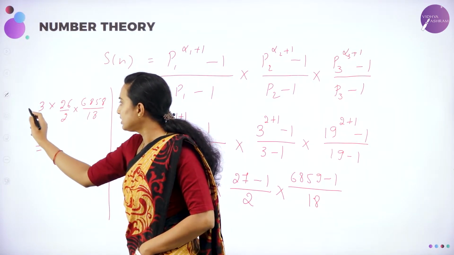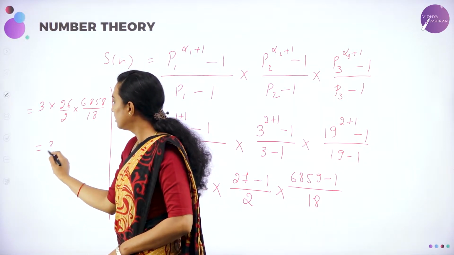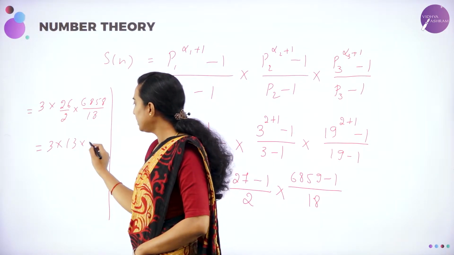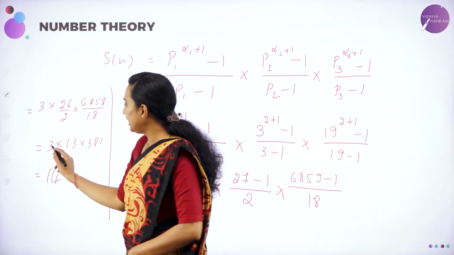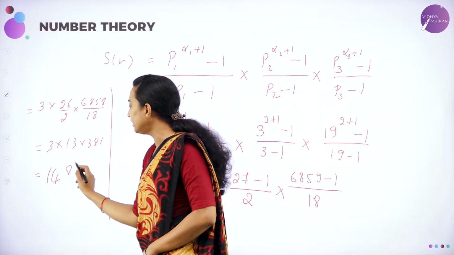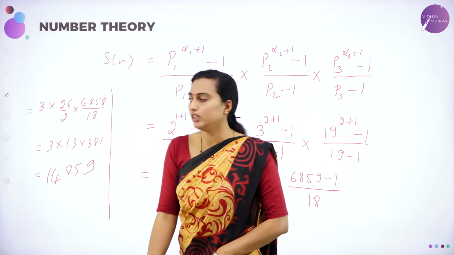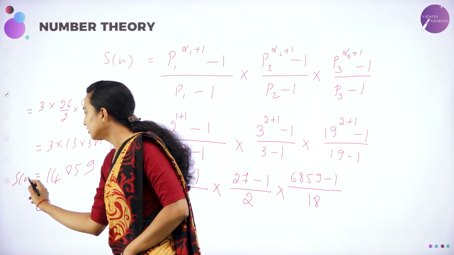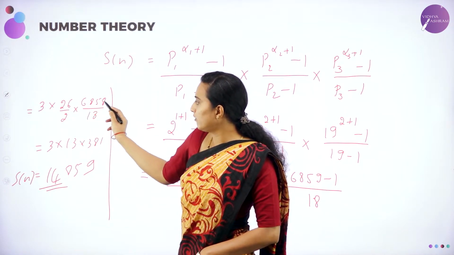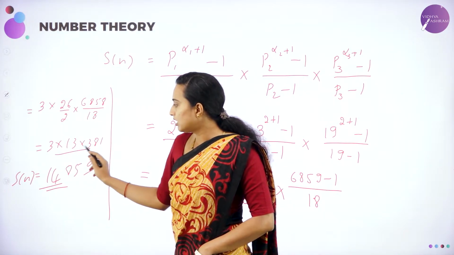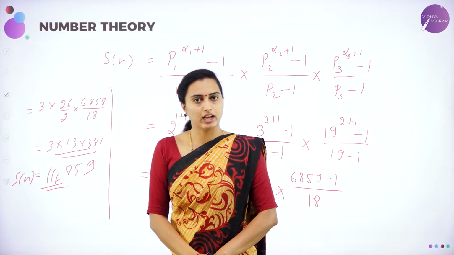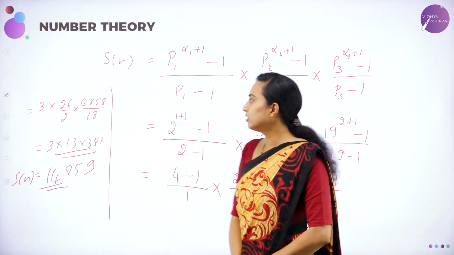So which will be equals to 3 into 26 by 2 is 13, 6858 divided by 18 is nothing but 381. So 3 into 13 into 381, you are going to get the answer as 14,859. Are you getting? So this is your S of n. Got? So the answer will be 3 into 26 by 2 into 6858 divided by 18, and then the answer after multiplication, this 14,859 is your S of n. I hope you understood this problem. We'll be moving on to the next problem.